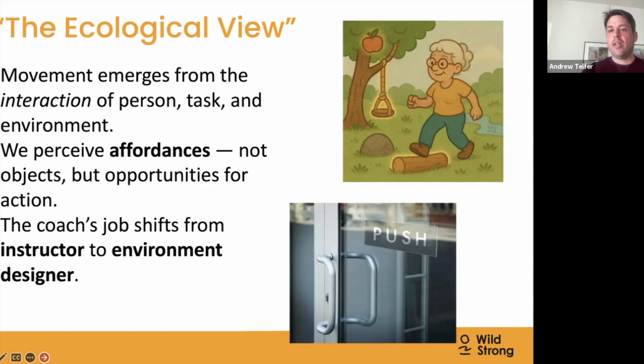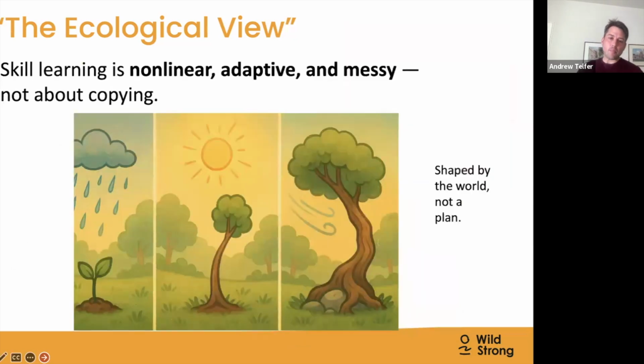So that little picture of the woman walking around, she just sees different opportunities to interact with the environment. Maybe there's an apple she could eat. Maybe there's a swing on the tree she could swing from. Maybe there's a log she could balance on. So we perceive in affordances, and what that means is the coach's job is to shift away from an instructor that's giving people specific movements to designing these environments, coming up with these different affordances within the context of whatever it is you're trying to do, and giving people an opportunity to explore these affordances so they can come up with solutions that work for them.